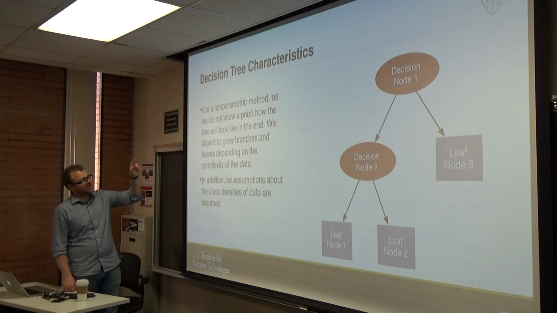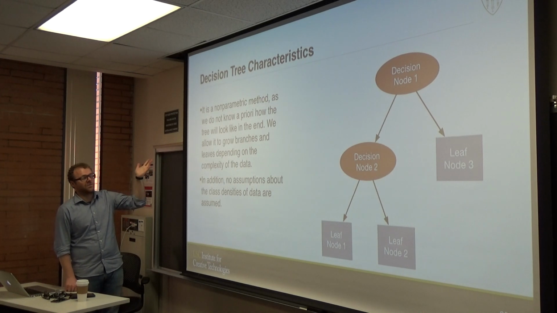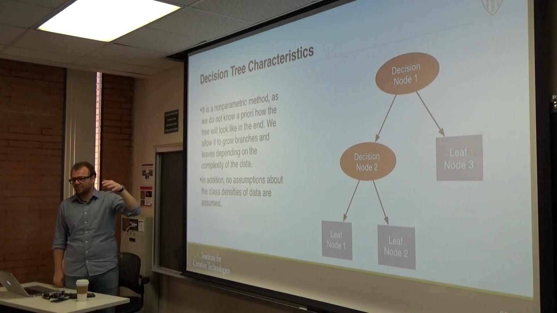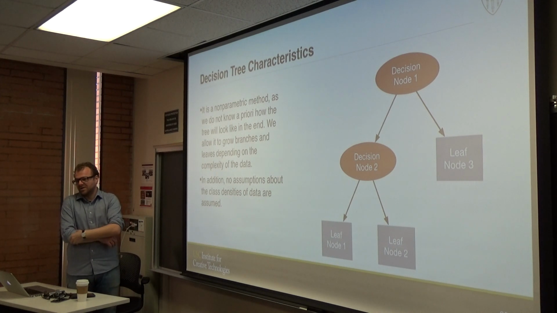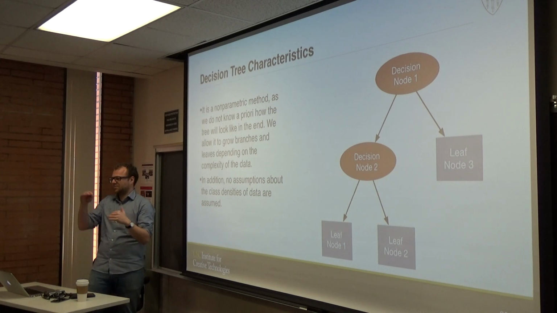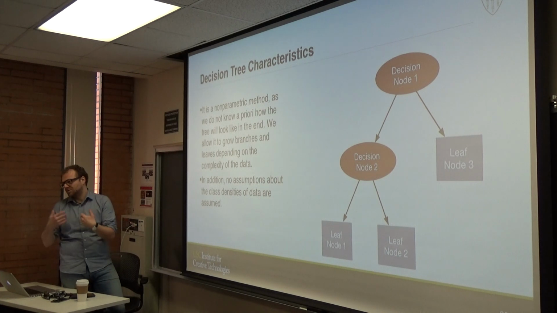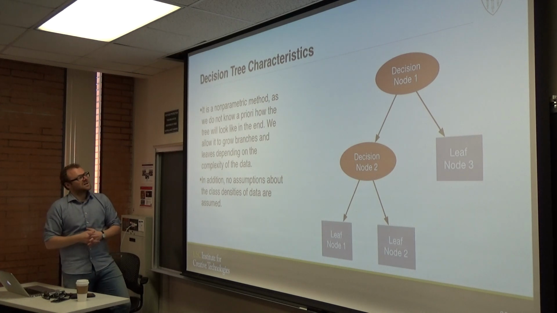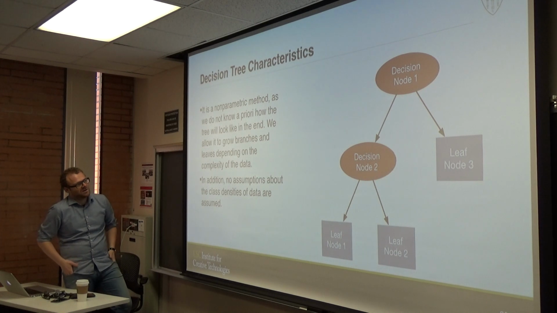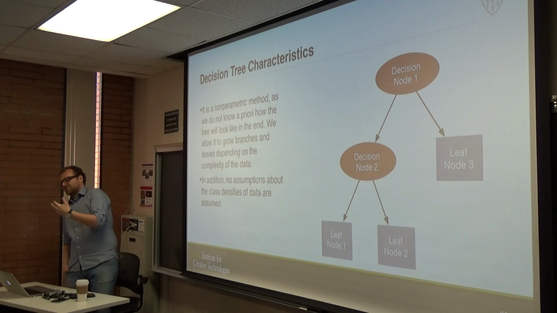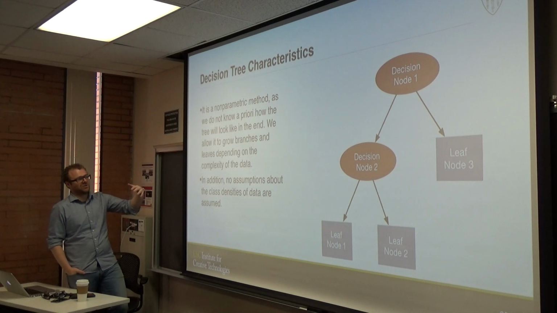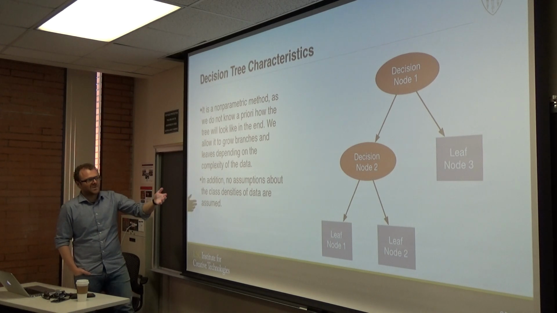These decision trees are also non-parametric, as we don't know a priori how this tree will look. We don't define how the tree should be shaped. We have a few parameters that we can set. We can, for example, set the depth of the tree. We can set the type of questions that are allowed to be asked, like plus, minus, or yes, no, greater, equal, and so on.